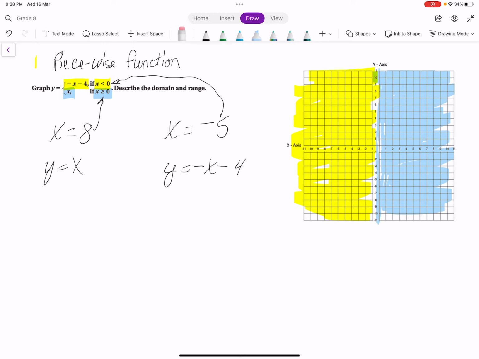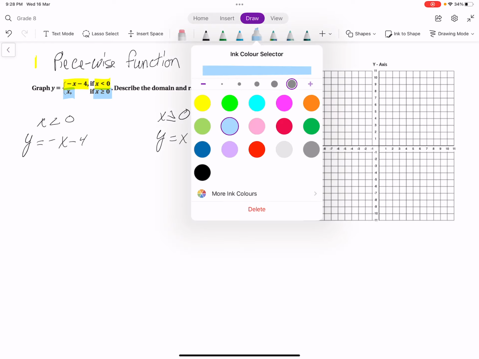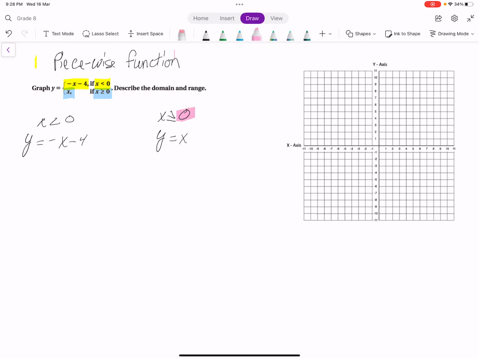So now I'm going to erase this and we're going to talk about graphing this. And when we graph this, the first point that we have to graph for either of these, so I'm just going to write y is equal to negative x minus 4. Above it, I'll say x is less than 0. Y is equal to x, and above it, I'll say x is greater than or equal to 0. The first point we have to plot is that point here that they actually share. So it's that value that's separating our domain.